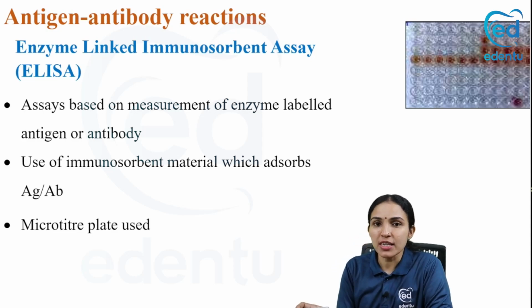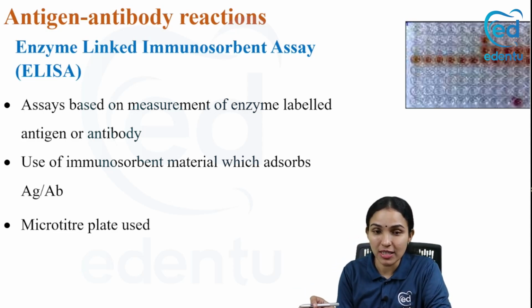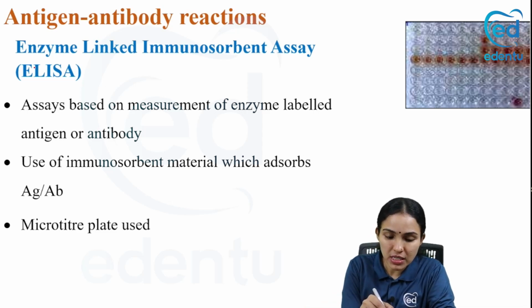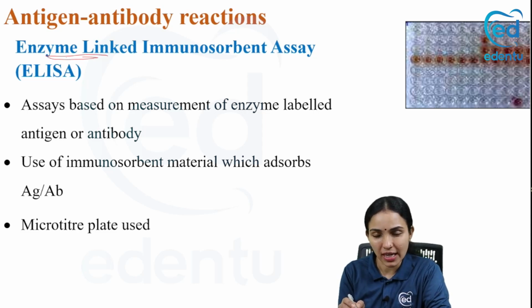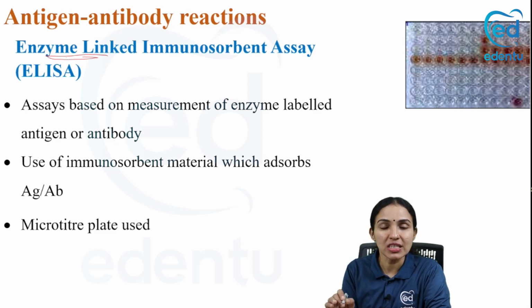So coming to ELISA, ELISA is a very important part of this topic, enzyme linked immunosorbent assay. From the name itself, there's a term enzyme linked. So we are using enzyme linked antigen or antibody for detection of the other kind. That is, if you want to detect an antigen, you're going to use an enzyme linked antibody, and we are going to do it in an immunosorbent platform.